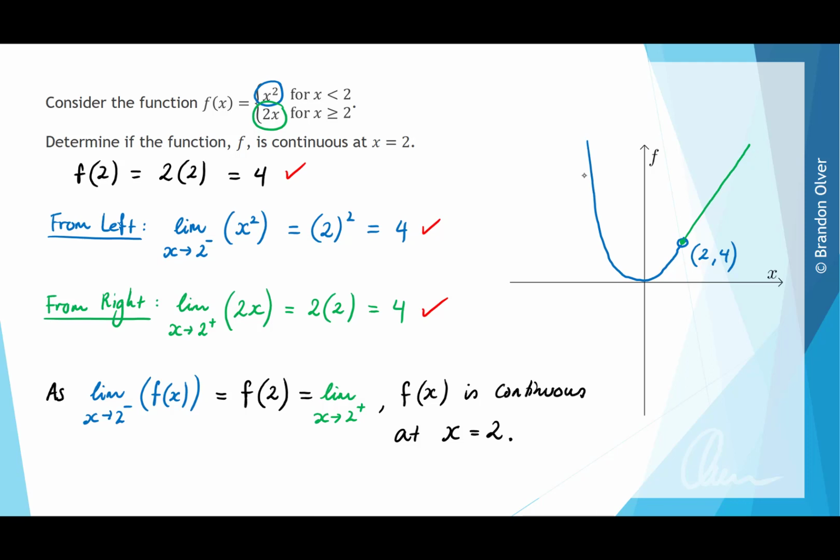Another way of thinking about this being continuous is that we can draw that entire hybrid function without lifting our pen off the piece of paper that we're drawing it on. So that means that it is continuous, and we've shown that mathematically on the left-hand side.